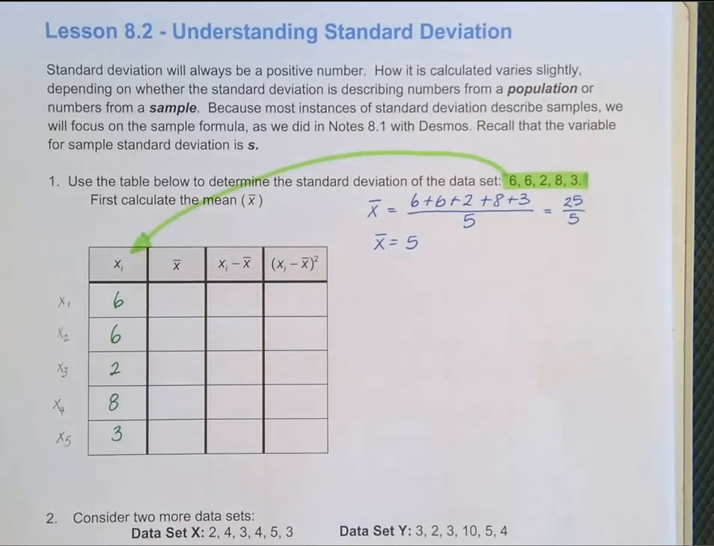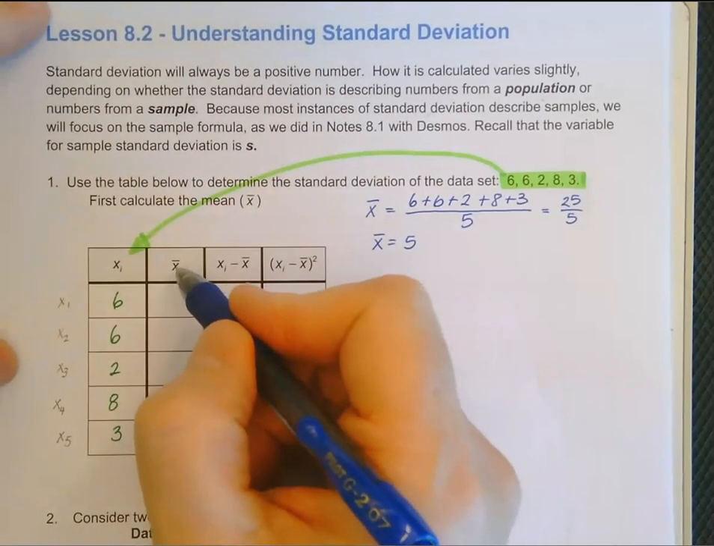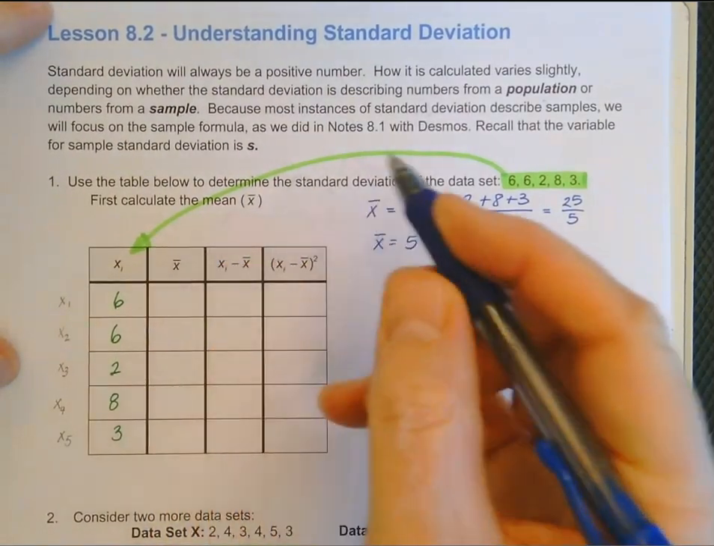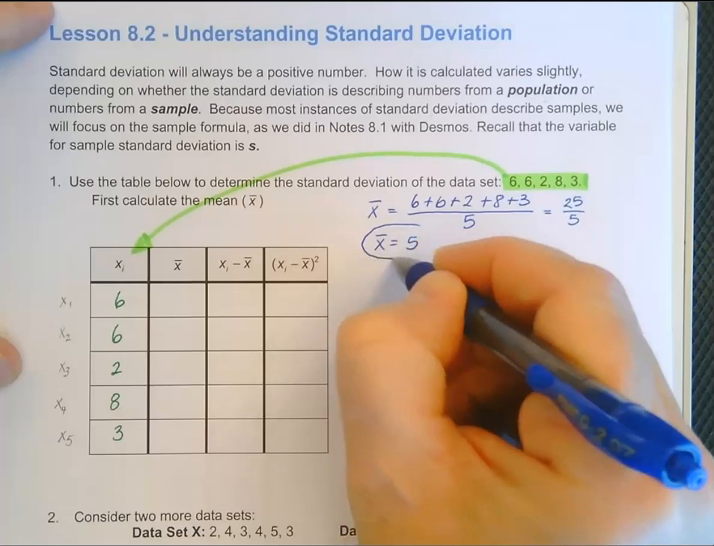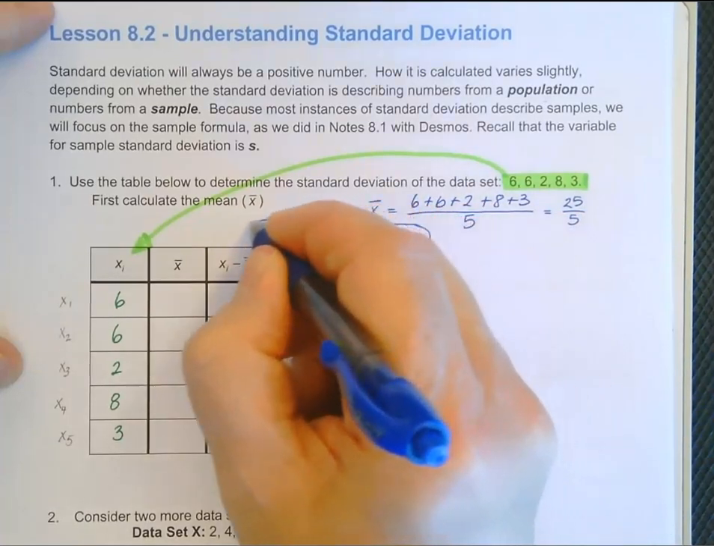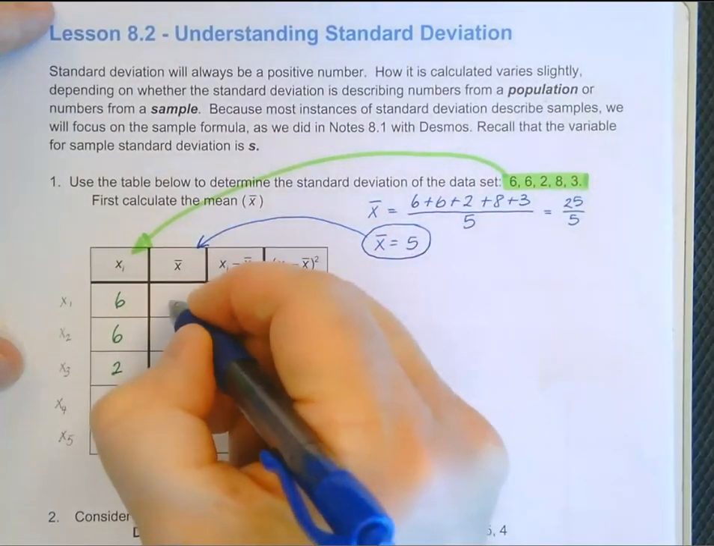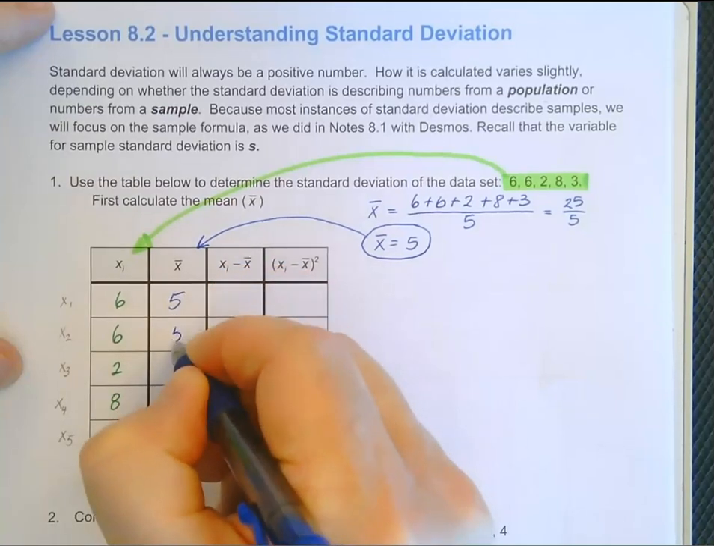Okay, good. Then the next column is going to be the average. Well, we just calculated the average right here, so that's going to go in this column here, and you're just going to write the 5 times.